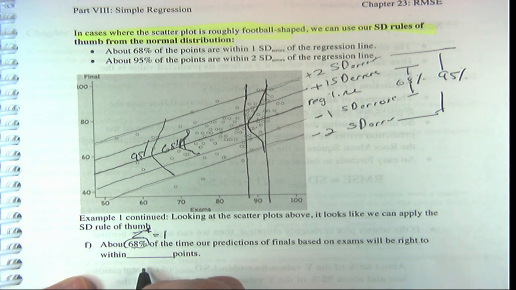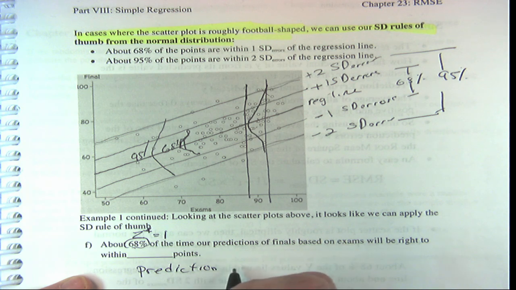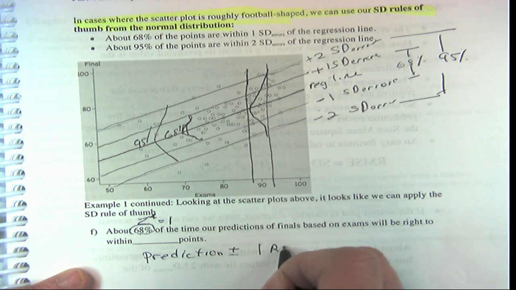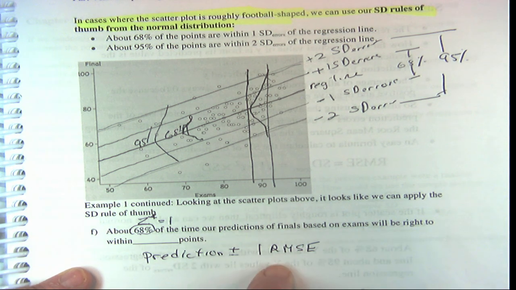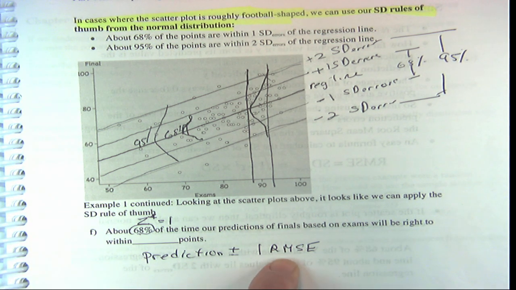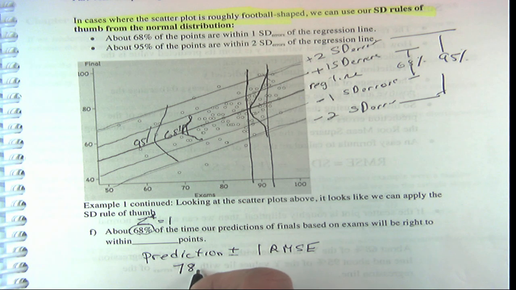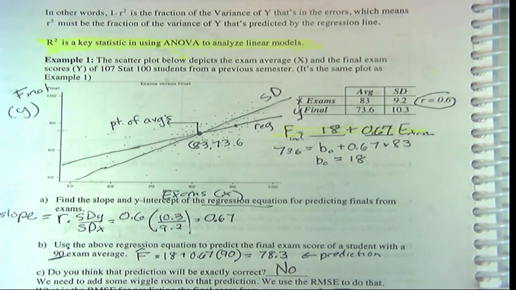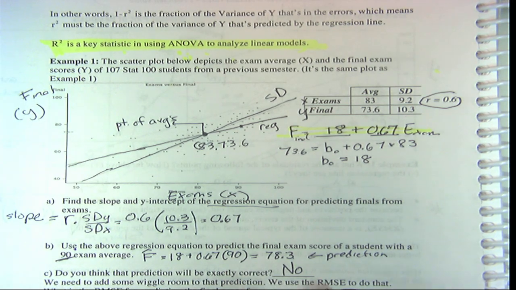So it's going to be right. So we're going to look at our prediction plus or minus 1 root mean square error, or 1 standard deviation. I'm using the standard deviation of the errors and root mean square error interchangeably. So remember, our prediction is 78.3 plus or minus, I'm just saying for this person here, where's the 78.3 coming from?